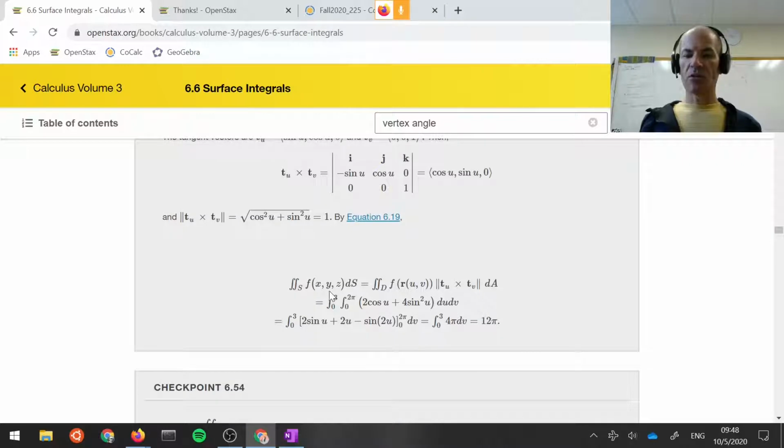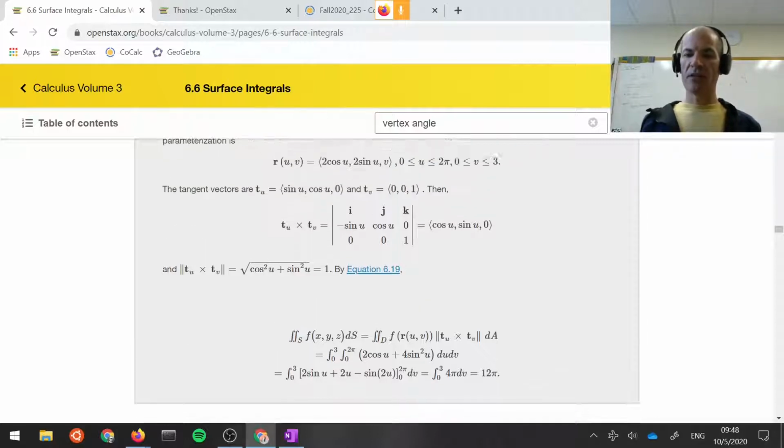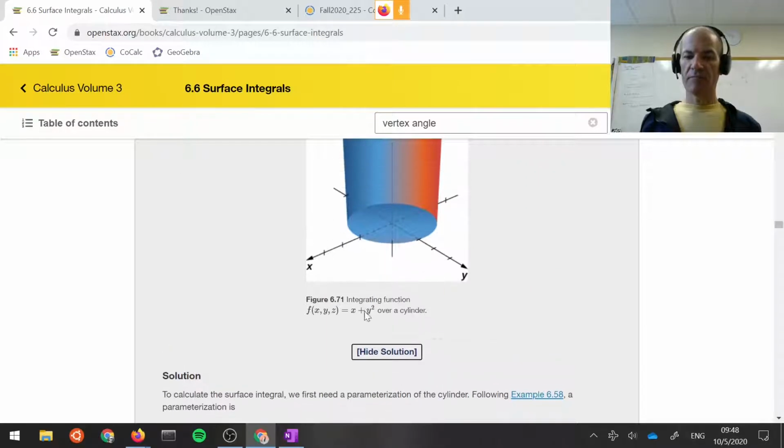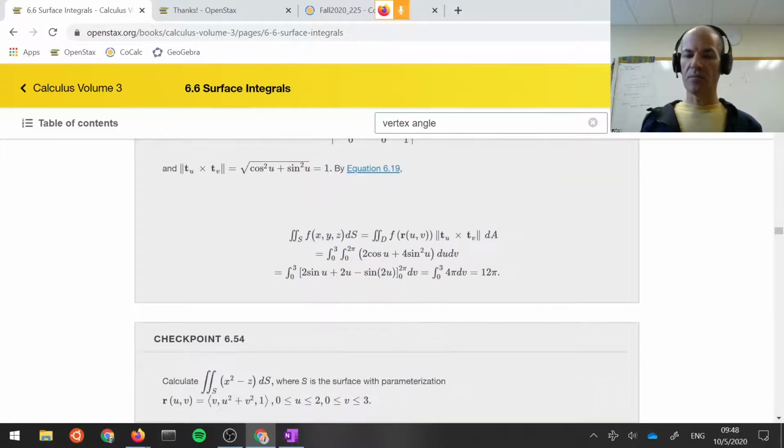Now you go back to the surface integral. This surface integral becomes the integral over the parameter range, 0 to 2 pi, 0 to 3. The function evaluated on the parameterization, so everywhere I see an x in the function, I'm going to replace it with 2 cosine u, and y I'll replace with 2 sine u. That leads me to this integrand, and then I have the magnitude of RU cross RV. They use TU and TV. I use RU and RV. I don't know, it just makes more sense to me. That turns out to be 1, so not a big deal.